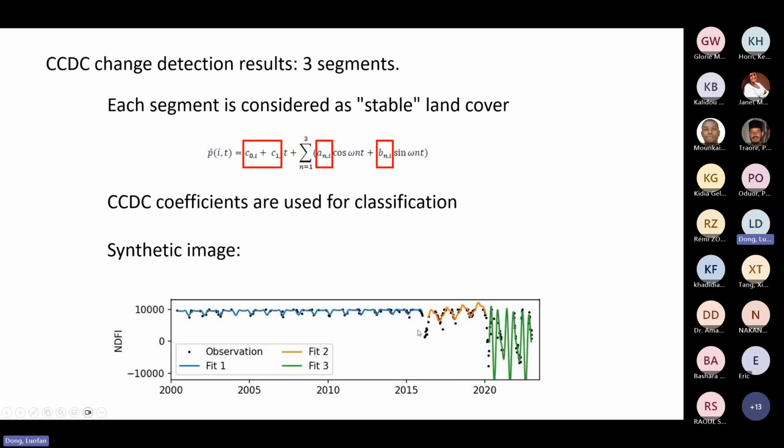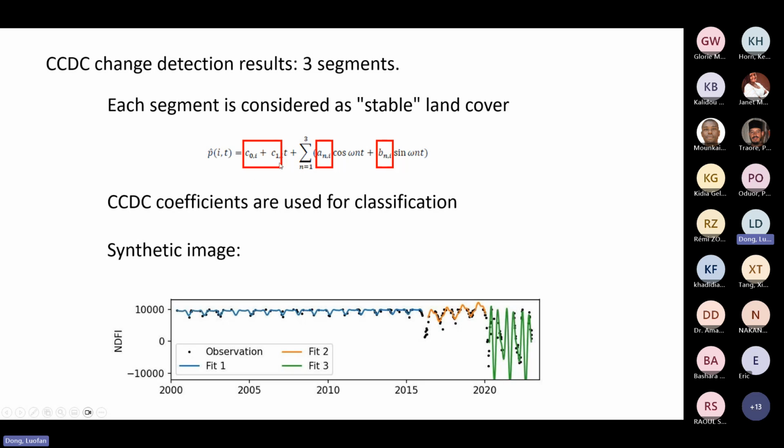And each segment is considered as stable land cover. It depends on how we define stable. For the first segment, we say it's stable forest cover. In the second segment, we see there is a recovery here, but still it's considered as stable. And then there is the third segment.